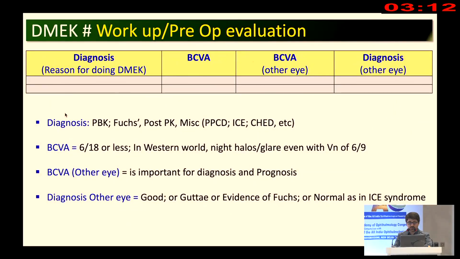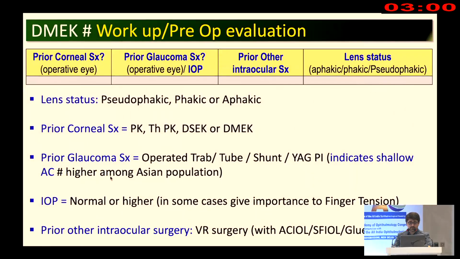So basically, to reiterate: the diagnosis, the visual acuity, and the diagnosis of the other eye, because often guttata or frank Fuchs dystrophy is missed by the cataract surgeon. Then lens status and lens stability are important. Look at prior glaucoma surgery. If there are no telltale signs visible, you can do an ultrasound and look at how the optic nerve head shadow looks.